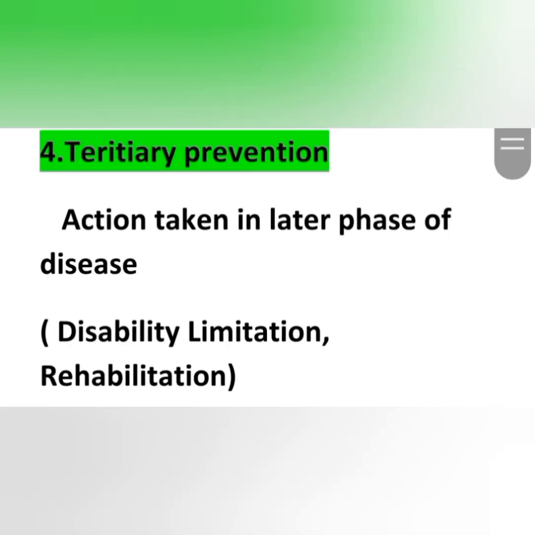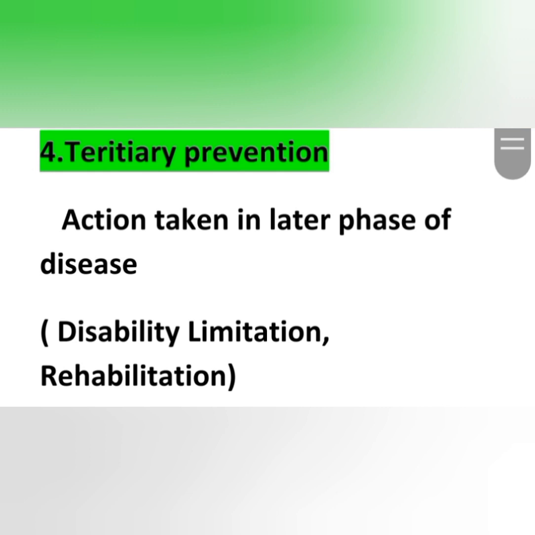And fourth one is tertiary prevention. Tertiary prevention includes action taken in the later phase of disease, that is after the disease we have to do some measures to rehabilitate the patient, that is called tertiary prevention. This includes disability limitation and rehabilitation. So this is tertiary prevention.